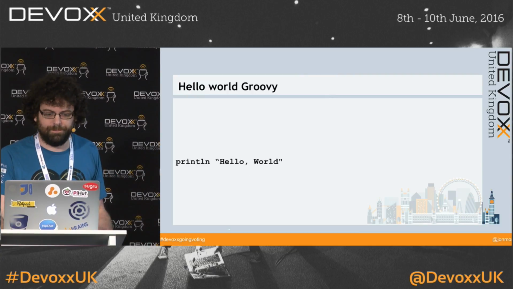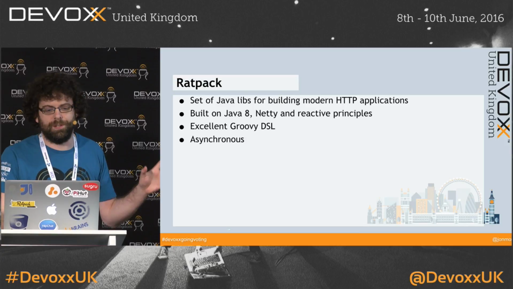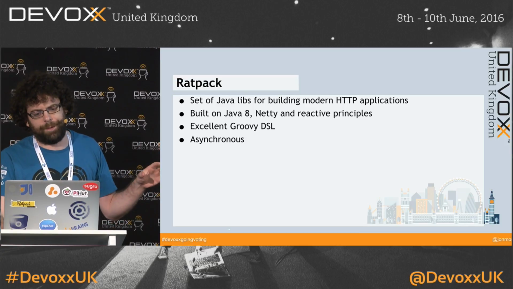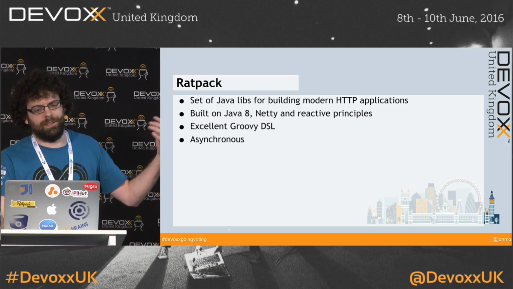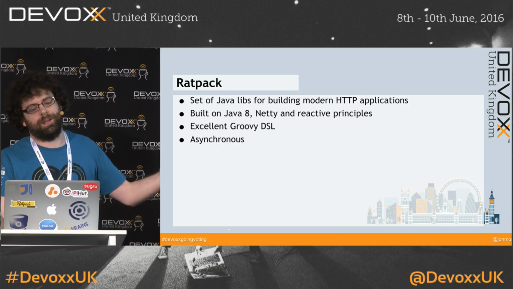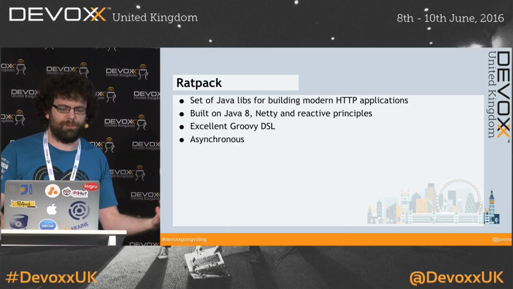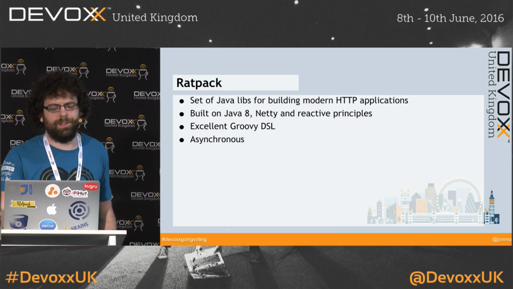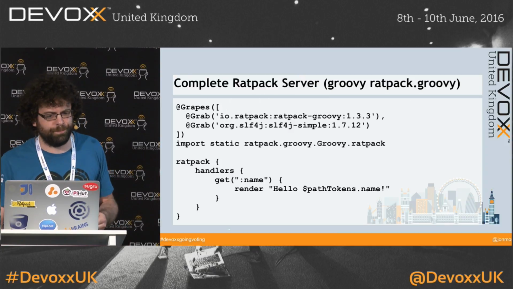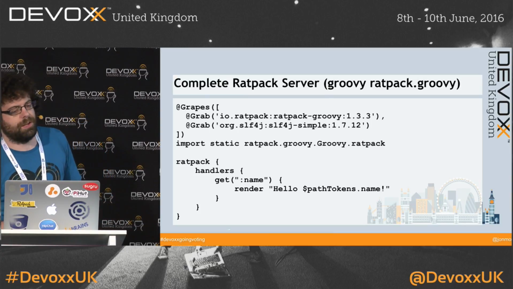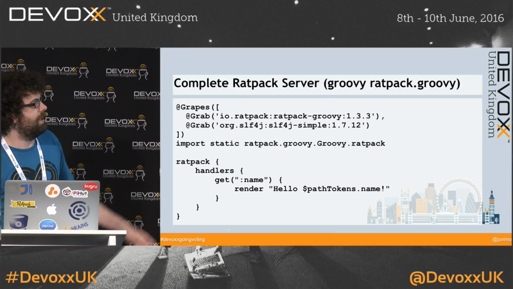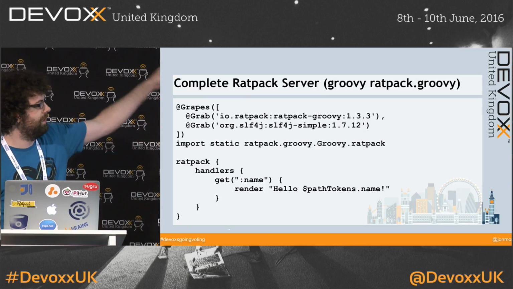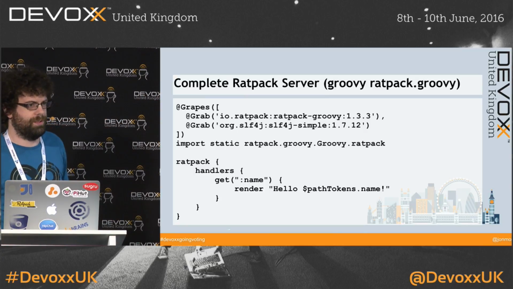Hello world in Groovy. But the interesting thing about this is actually Ratpack. Ratpack is a set of libraries for building modern HTTP applications. It's built on reactive principles, follows Java 8, and it's asynchronous by default. This here is a complete Ratpack server. All you need to do is run Groovy Ratpack Groovy, and this will get you a web service with a hello world.